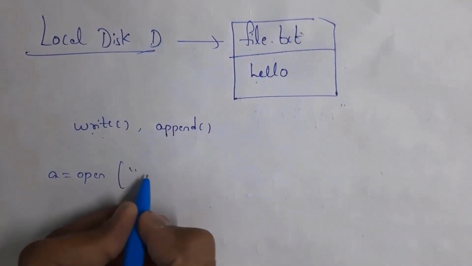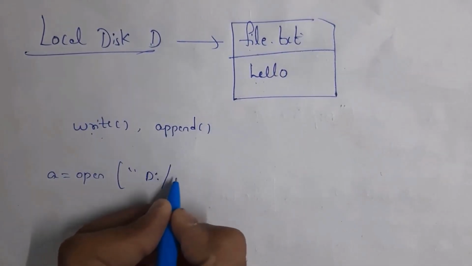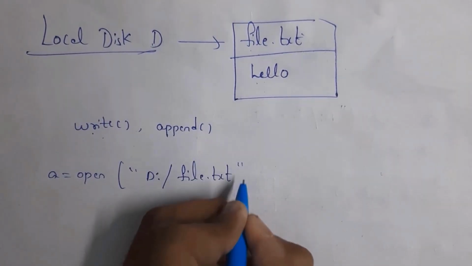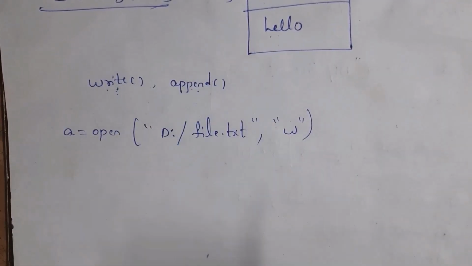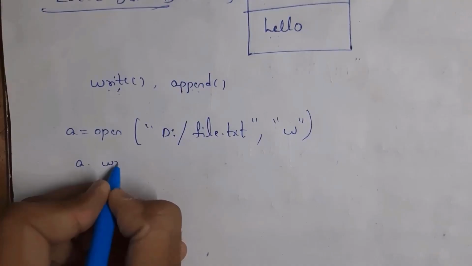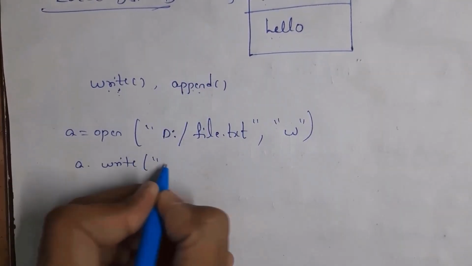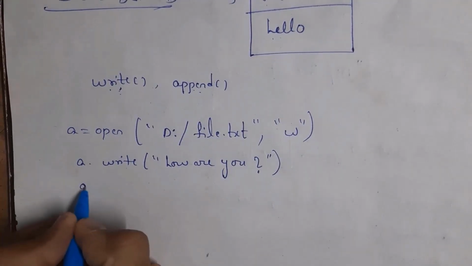That file name is file.txt, which is present in local disk D. So write here d:, file.txt, quotations close, comma. For both write method and append method, we use write mode. And next I want to add text how are you. So just write here a.write of how are you. Inside write method I have written how are you. And at last I have written a.close.